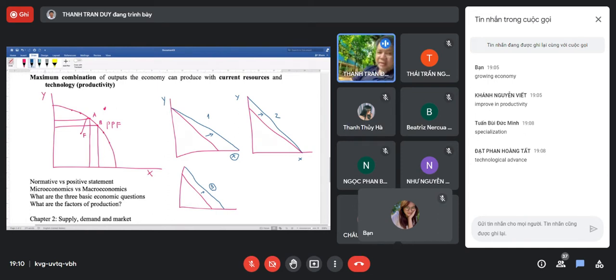Now, there will be one question. I can draw the PPF curve as a straight line, but sometimes I draw the PPF curve not as a straight line. So what is the reason? What is the reason that makes the PPF curve have a bow shape like this, not a straight line?